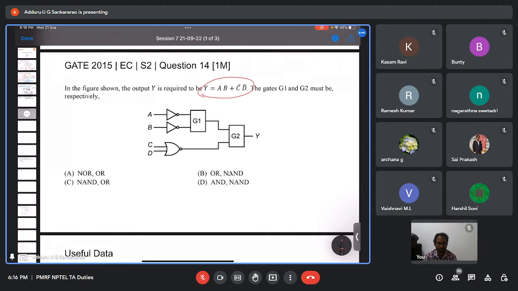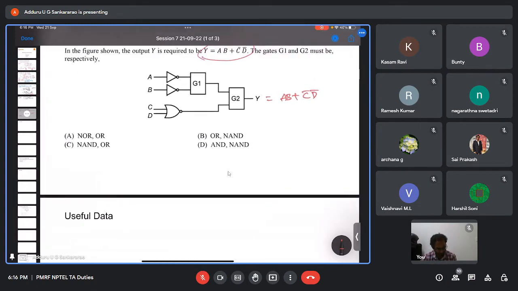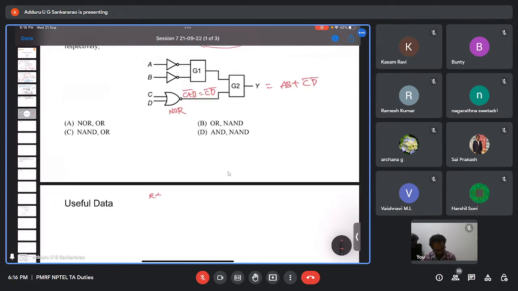In this we want Y as AB plus C bar D bar. So G1 and G2 we don't know. That is okay. Now let us say C and D. What is the output of this gate? This is a NOR gate, right? What is the output of a NOR gate? This is C plus D whole bar. This also we can write as C bar D bar using De Morgan's law. We have discussed it, right? X plus Y plus Z whole complement is X complement and Y complement and Z complement. So the output of this NOR gate is C bar D bar.